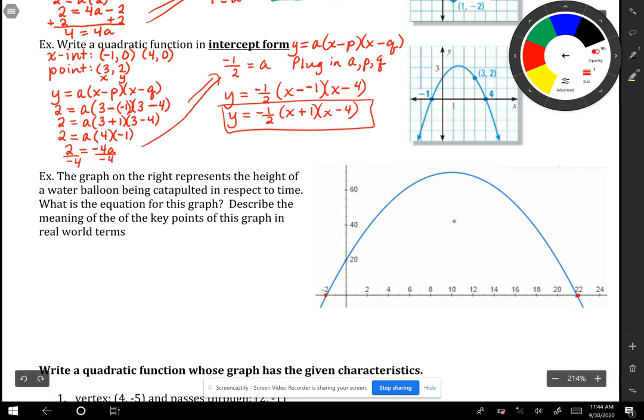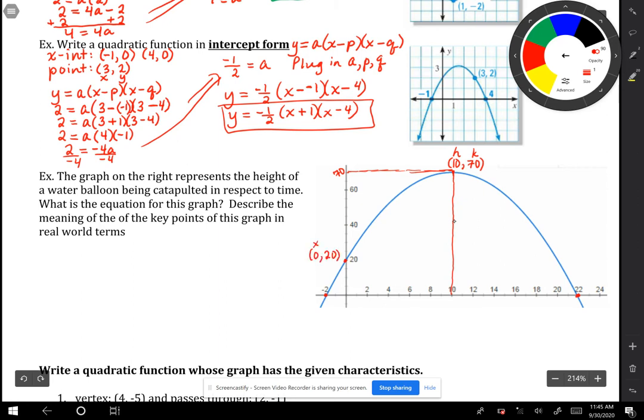So we're going to draw a line, as straight as I can anyway. And that basically is right here. If you draw a horizontal line, that would be 70 right there. So your vertex is 10, 70. So that would be H, and that would be K. And there are your intercepts. And your Y, this point right here is 0, 20.